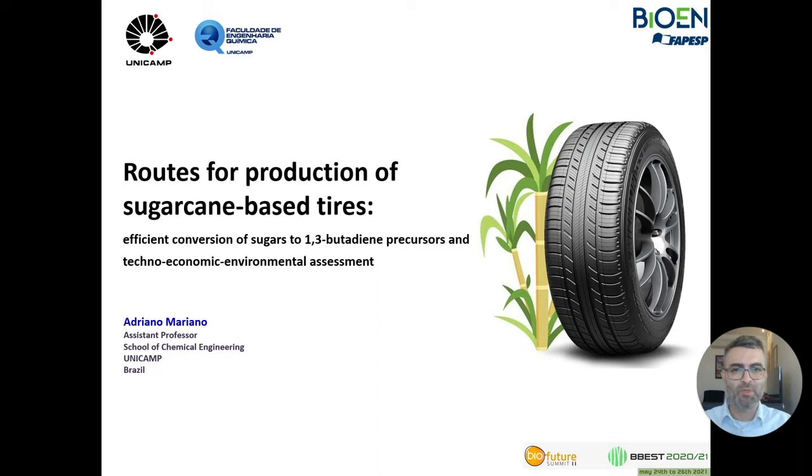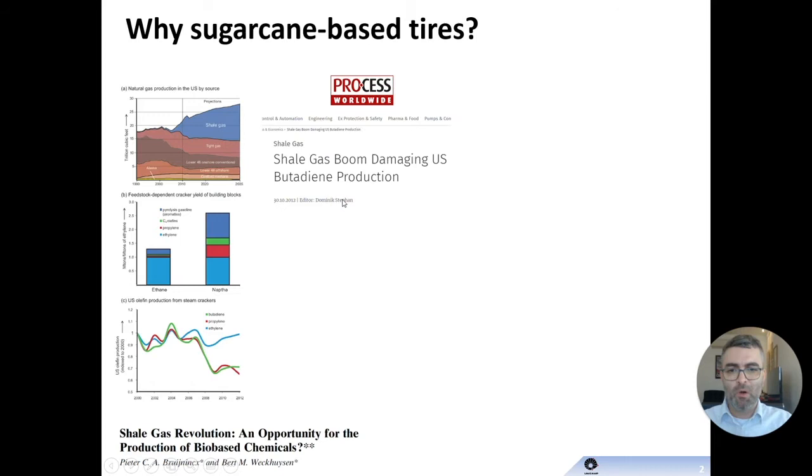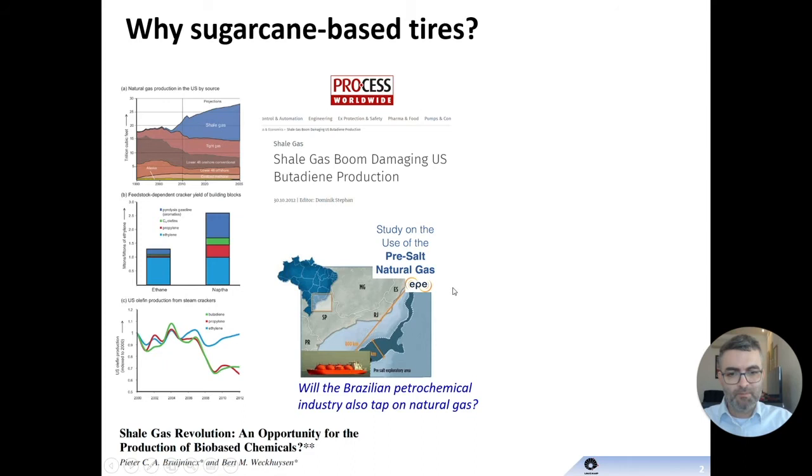Why sugarcane-based tires? More and more natural gas has been processed by the petrochemical industry to produce ethylene. And the consequence of that is that the production of C4 olefins, including butadiene, has been decreasing drastically in the last decade. Here in Brazil, we have a lot of natural gas associated with the pre-salt oil reserves. So the question is, will the Brazilian petrochemical industry all step on natural gas?